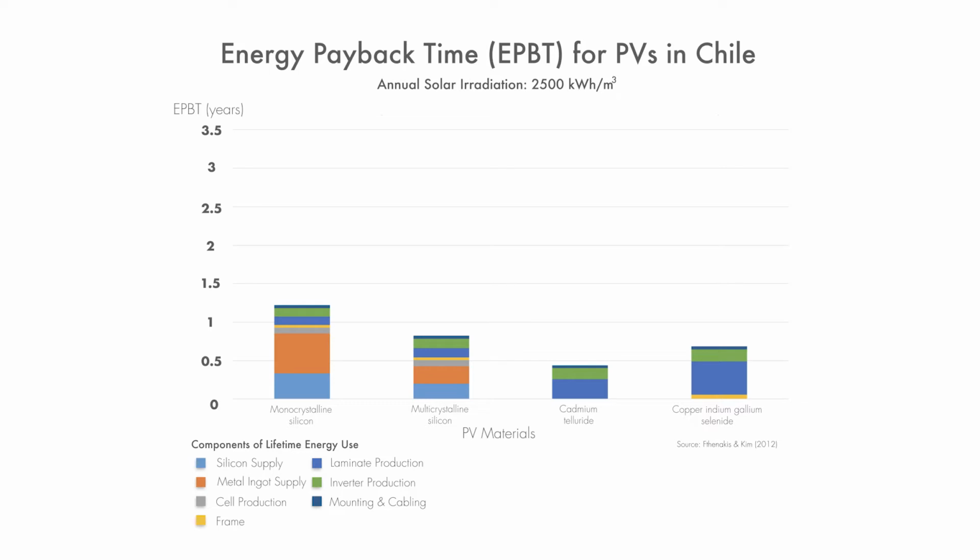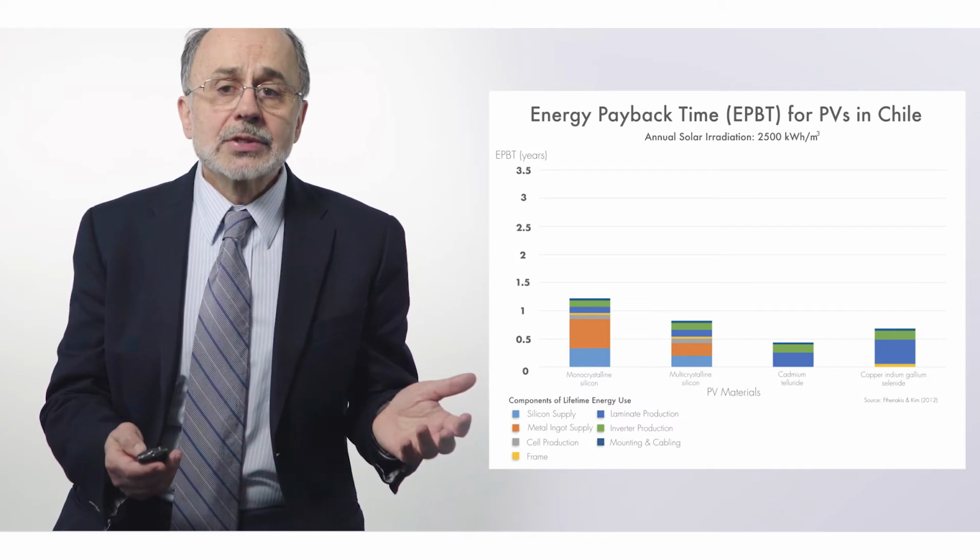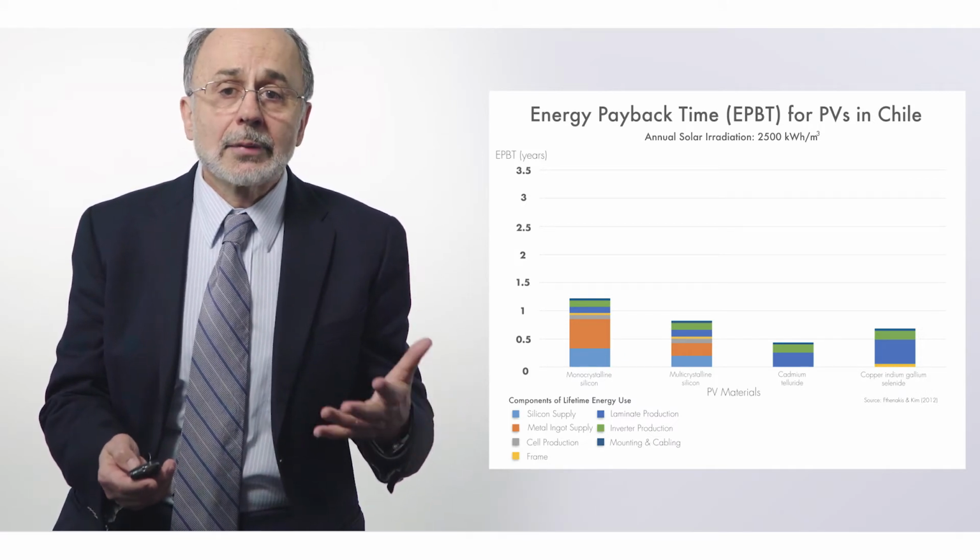If we have the same system in the north of Chile, up towards the Atacama Desert, where the sun is 2.5 times higher, the energy payback times are reduced by a factor of 2.5. The same approximately could be in our southwest. So energy payback times as low as half a year, perhaps to a year.